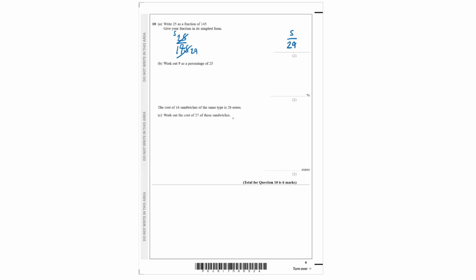Work out 9 as a percentage of 25. So we simply have 9 divided by 25. And since it says percentage, we have to multiply by 100. 100 divided by 25 cancels out. So we have 4 here. And we have 9 times 4, which gives us 36%.